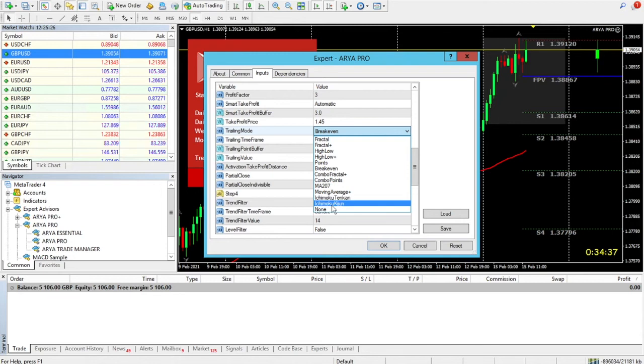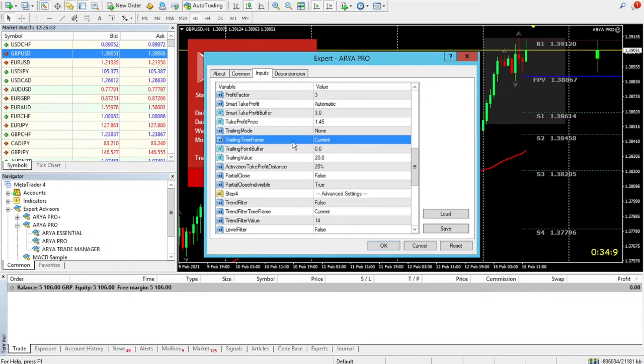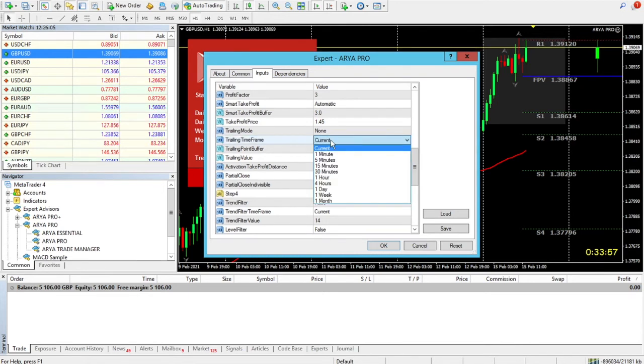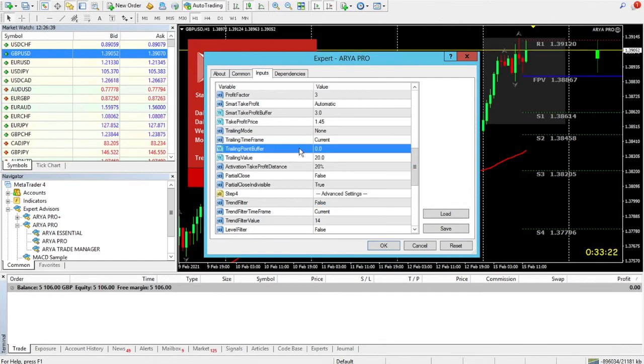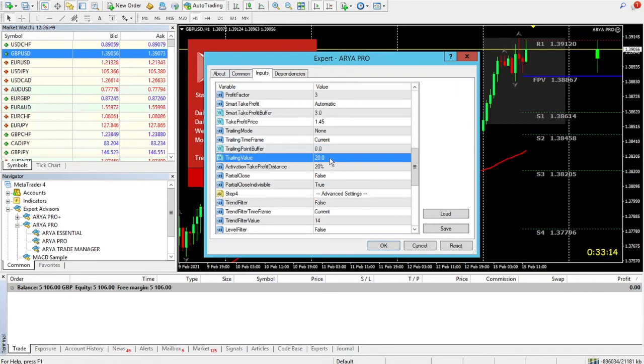The Ichimoku Kijun, or the blue line, is the same process as the Ichimoku Tenkan, but with the Kijun blue line. The trailing time frame allows you to choose on which unit of time the trailing mode should activate. The default setting is current, which will activate the trailing mode on the graph you are viewing, but you can choose from any of the other UTs. For example, it is possible to choose an entry point in M15, but place the fractal plus trailing mode on the H1. The trailing point buffer allows you to move the initial trailing stop by a few points. Enter the value here. The trailing value will only work with the trailing mode point and moving average plus.